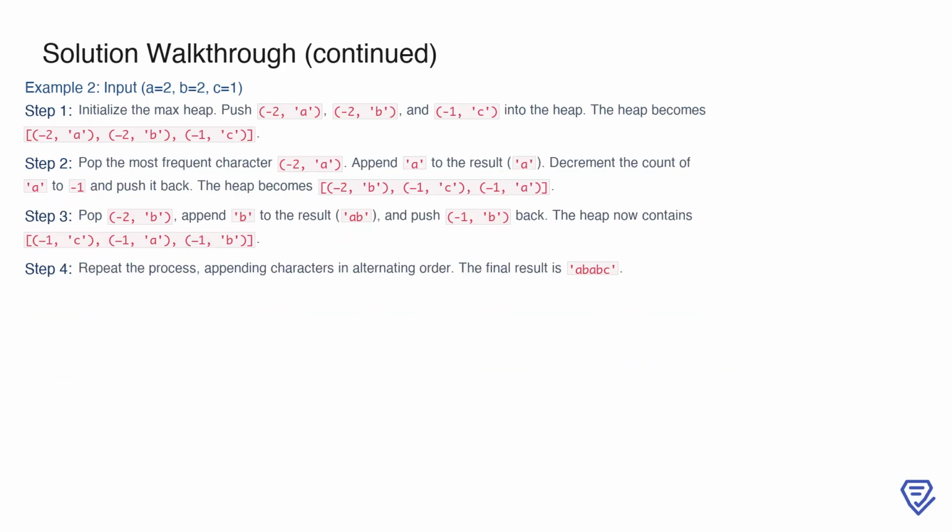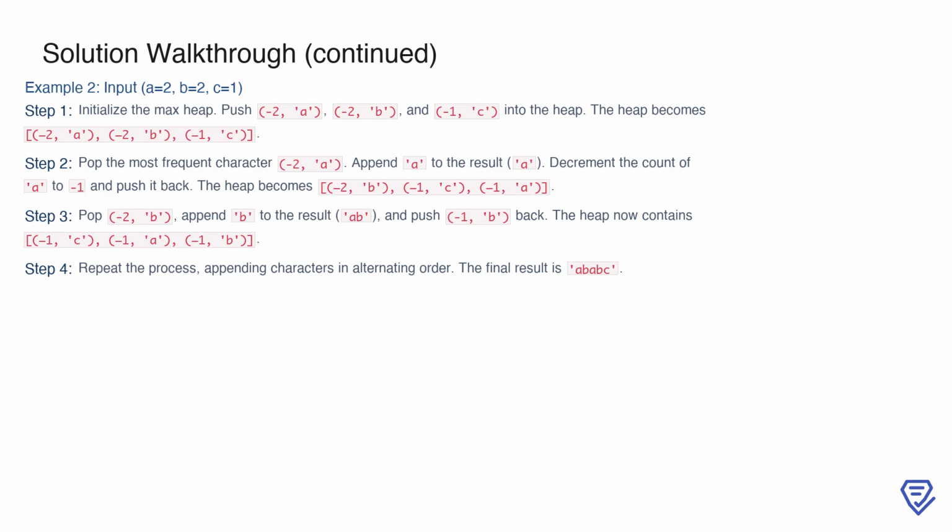In this example, we use the input A equals 2, B equals 2, C equals 1. The process begins by initializing the max heap with the negative counts of all characters. Here, we push -2, A, -2, B, and -1, C into the heap, resulting in -2, A, -2, B, -1, C. To construct the result string, we start by popping the most frequent character, A. Appending it to the result gives A, and decrementing its count to -1 ensures it remains in the heap for later use. The heap updates to -2, B, -1, C, -1, A.